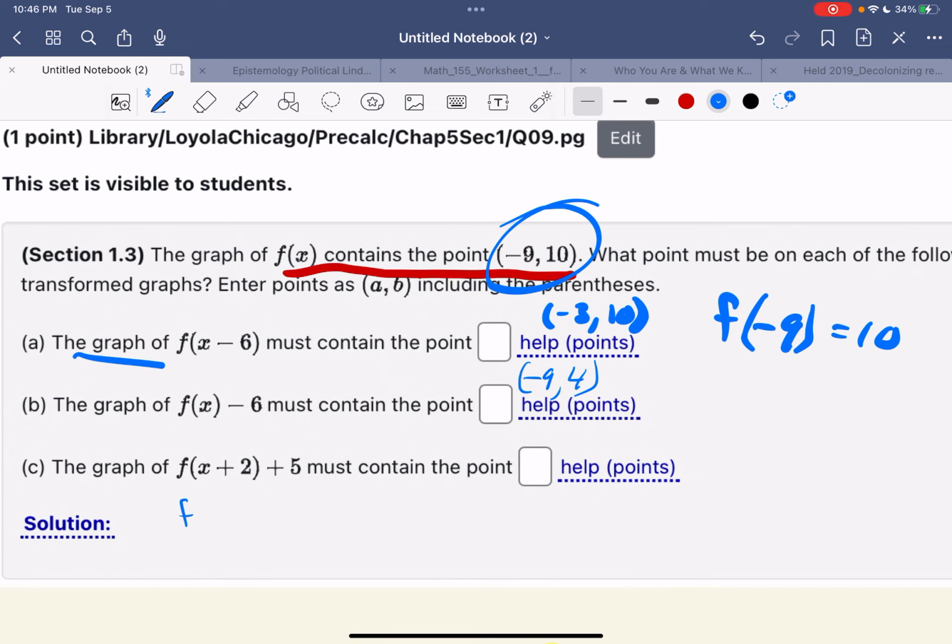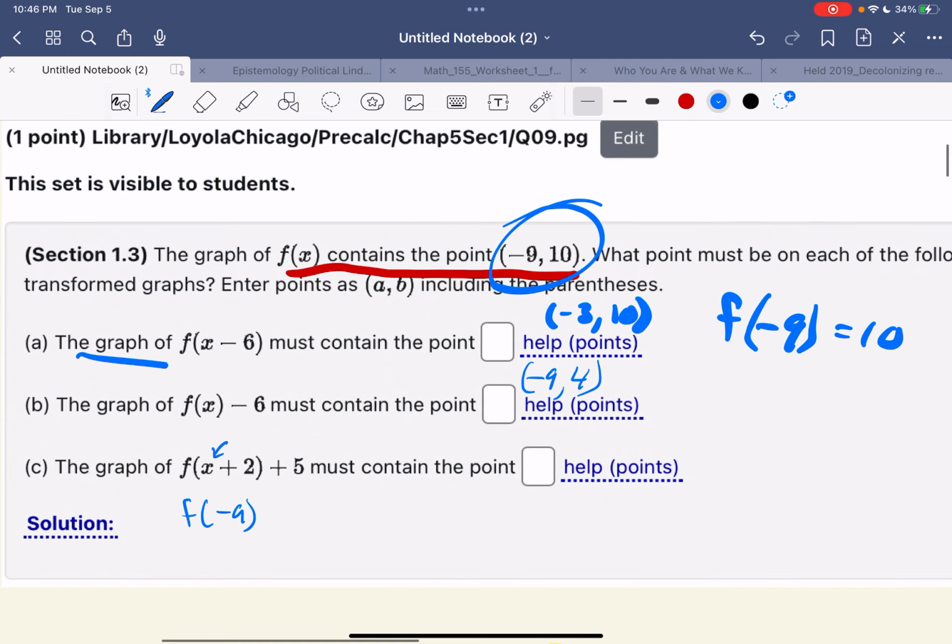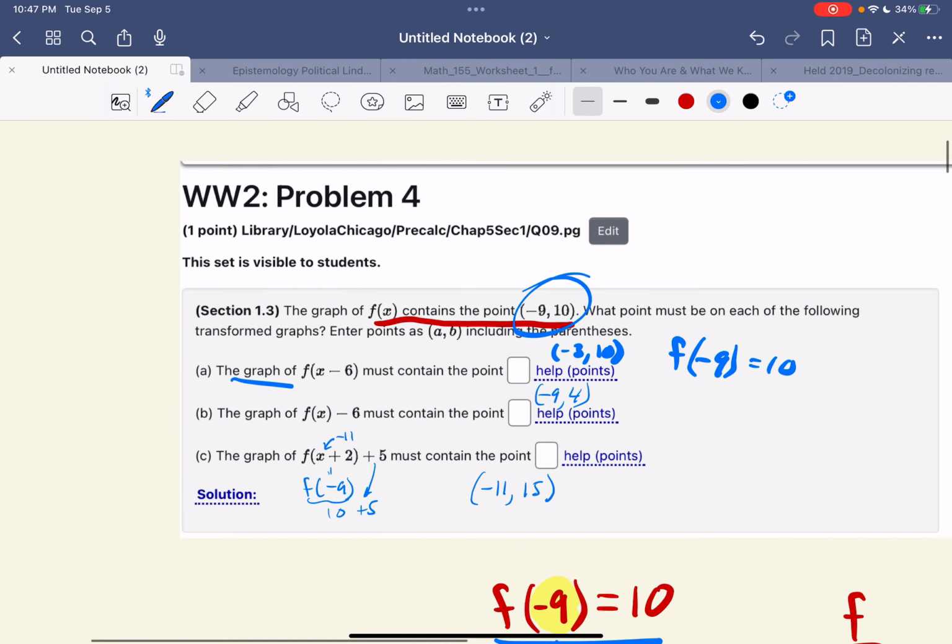All right, so last one. Well, the only thing I know about f is when I put in -9. So I guess this has to be -11 in order to make that work. So when x is -11, I plug in -11, I get f of -9. I know what that is. That's 10. 10 plus 5, that's 15. So that would have to be on that graph. Okay, that's the whole idea.